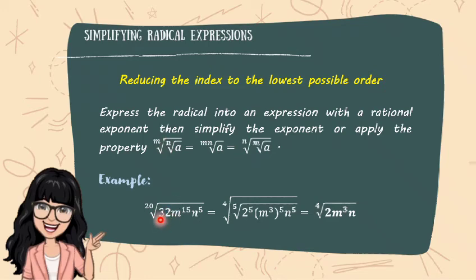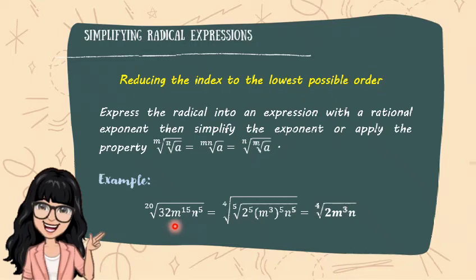So now, we express the 20th root of 32 m raised to 15 n raised to 5 as the fourth root of the fifth root of 2 raised to 5, m cubed quantity raised to 5, and n raised to 5. So we express 20 as a product of 4 and 5. We have two indices here, 4 and 5. We make 5 our inner index so that we can get the fifth root of our expression. Now, we express 32 as an expression with a base and an exponent equal to the index. So 32 is just equal to 2 raised to 5.